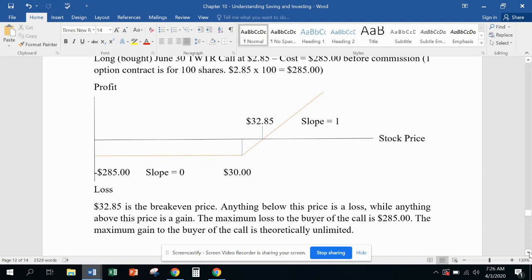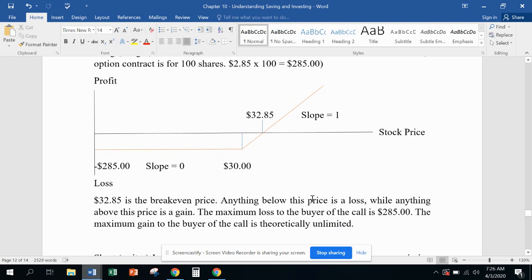Now, anything below the strike price or the break-even price is a loss. Anything below 30 is a complete loss. Okay, the maximum the buyer could gain though is theoretically unlimited. Okay, Twitter could go to 1 billion. The probability of that happening is low, but it is theoretically unlimited.